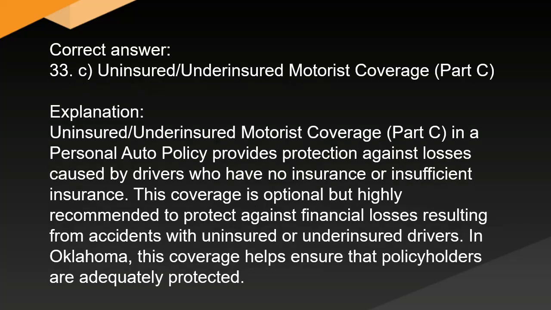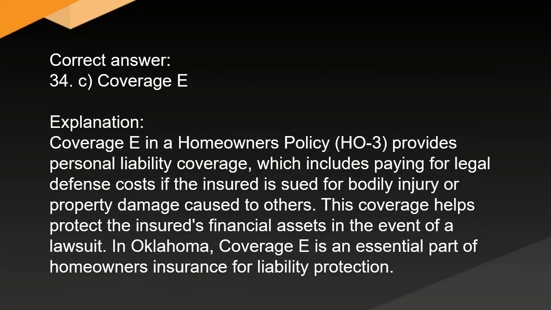Correct answer. C. Uninsured/underinsured motorist coverage, Part C. Explanation. Uninsured/underinsured motorist coverage, Part C, in a personal auto policy provides protection against losses caused by drivers who have no insurance or insufficient insurance. This coverage is optional but highly recommended to protect against financial losses resulting from accidents with uninsured or underinsured drivers. In Oklahoma, this coverage helps ensure that policyholders are adequately protected.